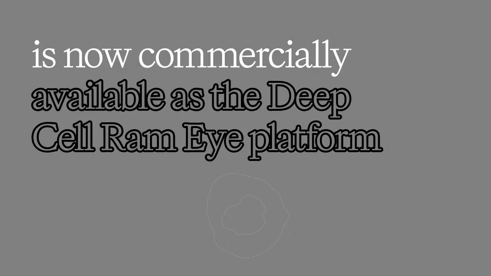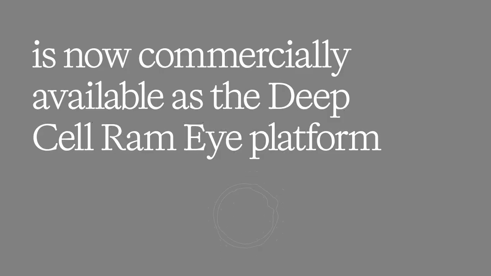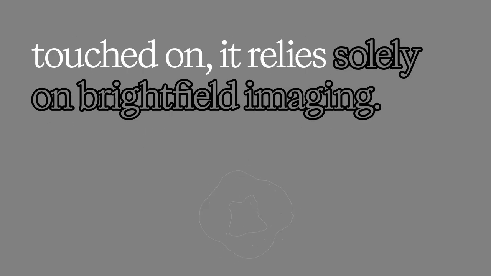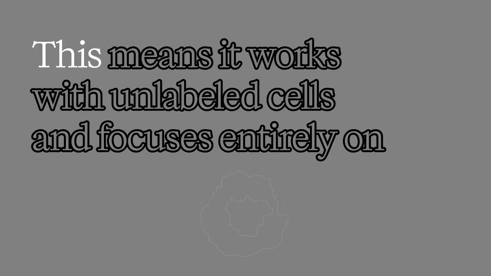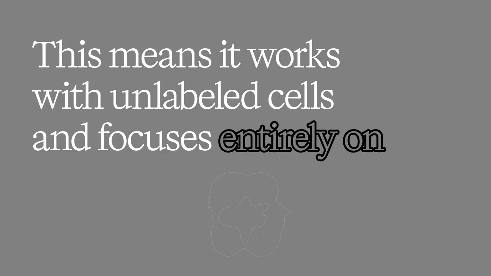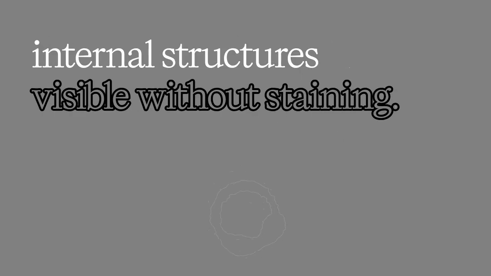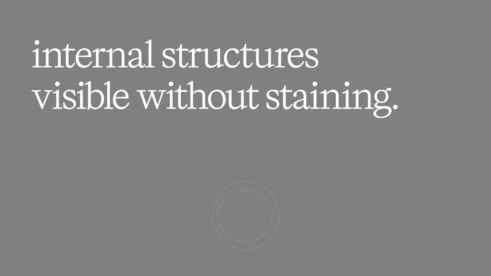Cosmos, which is now commercially available as the Deep Cell RAMI platform, is functionally quite distinct because, as we touched on, it relies solely on bright field imaging. No fluorescence at all. None. This means it works with unlabeled cells and focuses entirely on their morphology, their physical shape, texture, internal structures, visible without staining. How does it sort?